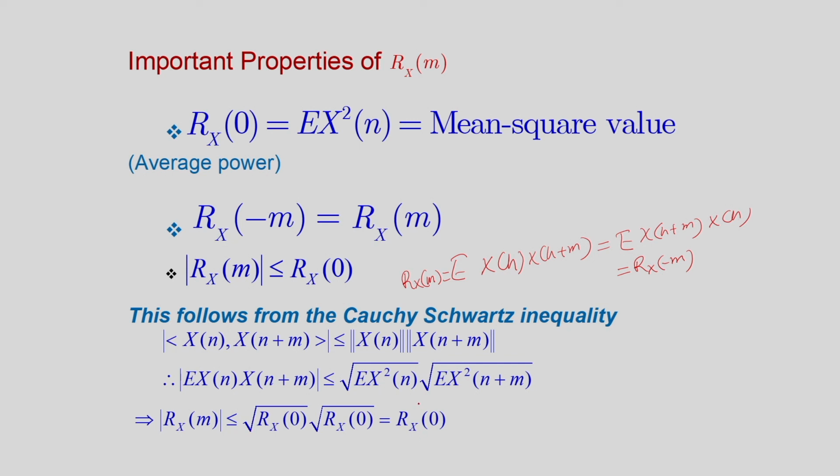That means the autocorrelation function has a maximum at the origin, at m equal to 0. So, Rx of m is maximum at m equal to 0. There are other properties also, we will not discuss them.